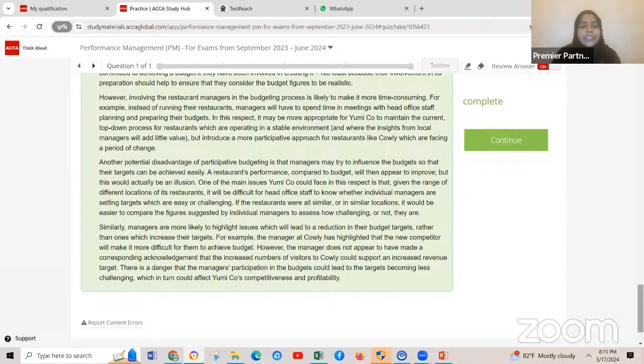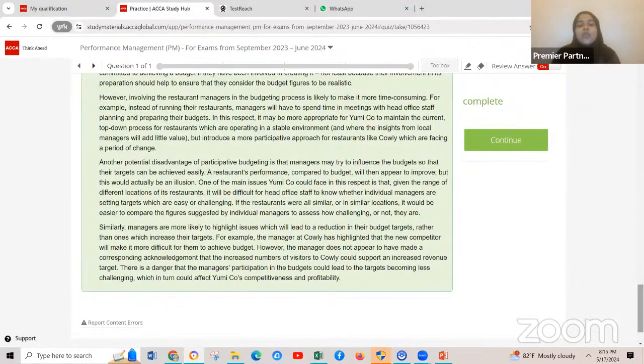Another potential disadvantage of a participative budgeting system is that managers may try to influence the budget so that their targets can be easily achieved. There might be slack. A restaurant's performance compared to budget will then appear to improve. But this would actually be an illusion. They are purposely making their budget easy.